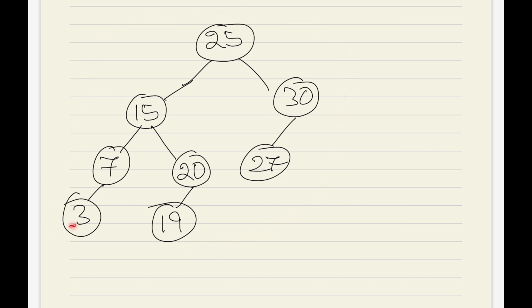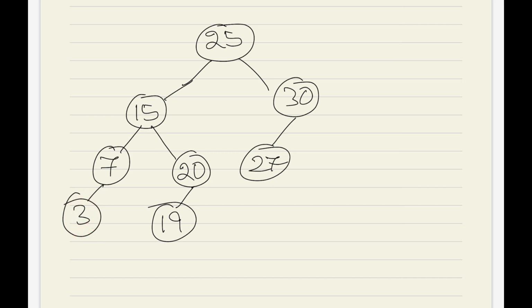That means how do we reach 3? First reach the root, then move to its left, then again move to its left, then again move to its left, and from 3 we cannot move to the left because the left subtree is null for 3. So we should stop here. So here we are getting the value of the minimum, that is 3.